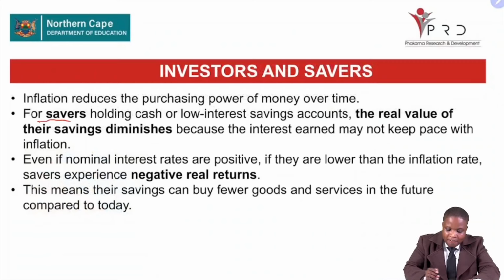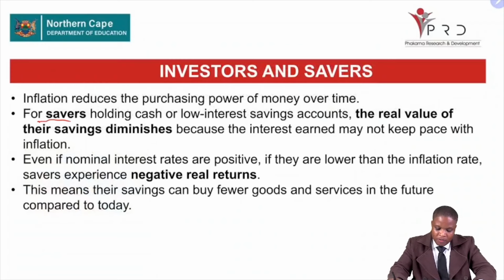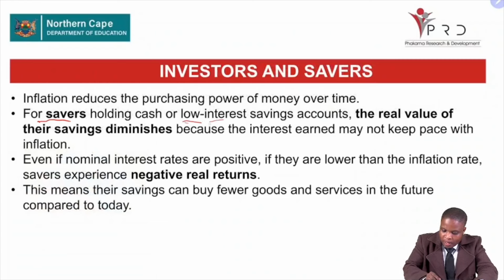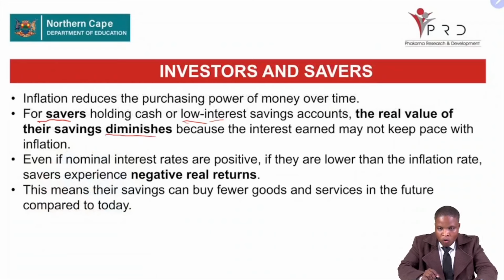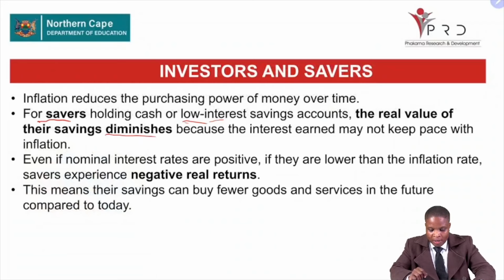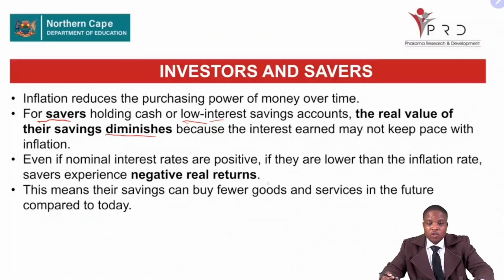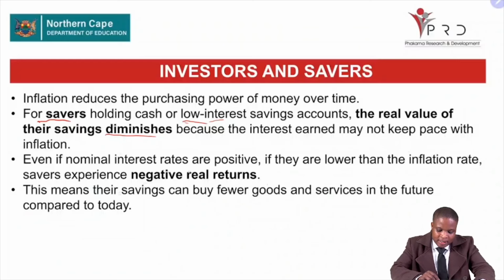So savers are affected negatively, because even if you are saving at the bank, the interest that you are getting may be lower than the inflation rate. So the real value of your saving decreases over time. When you go to withdraw your money, you find that it now has less purchasing power because prices are high. So savers are disadvantaged. Even if the nominal interest rates are positive, if they are lower than the inflation rate, savers experience a negative real return. Even if the interest rate is increasing, if inflation is higher than that interest rate, a saver will still have less money. So imagine a saver that is saving money at home. That one is worse because there's no interest at all.